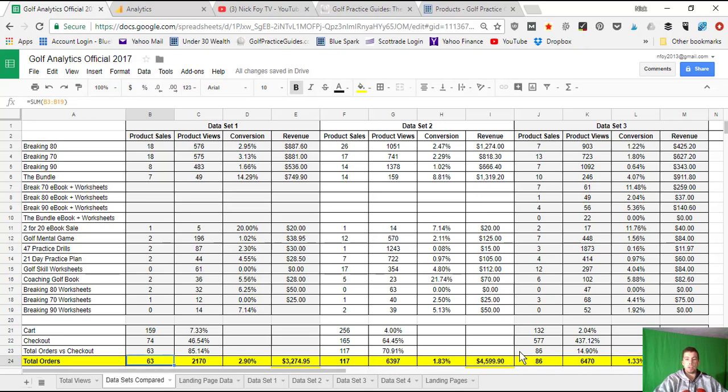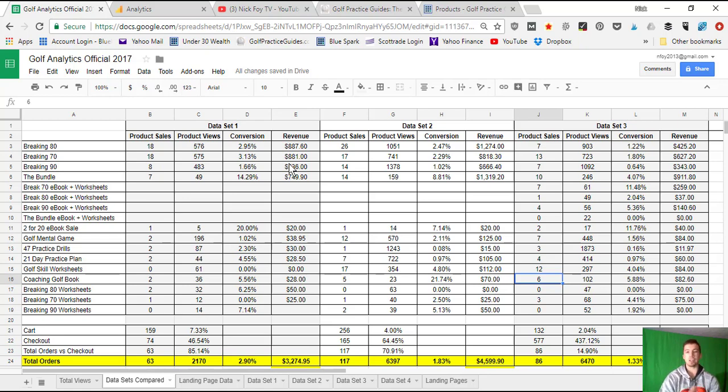I could tell you that's because I sold a lot of these skill worksheets. So these were like $7. So even though it looks like I had a lot of product sales, a lot of that was ebooks. If you look down here, I had 12 $7 worksheet sales. I had 4 ebooks that sold, all these ebooks that sold: 2 for 20 ebooks, the golf mental game ebook, the 47 practice drills ebook. We had the skills worksheet, the coaching ebook. So all these different ebooks and worksheets were my lower priced products, and so they didn't bring in as much money. So it looks like I sold a lot of products again, but I ended up making less revenue than when I was selling higher priced products in data set 1.